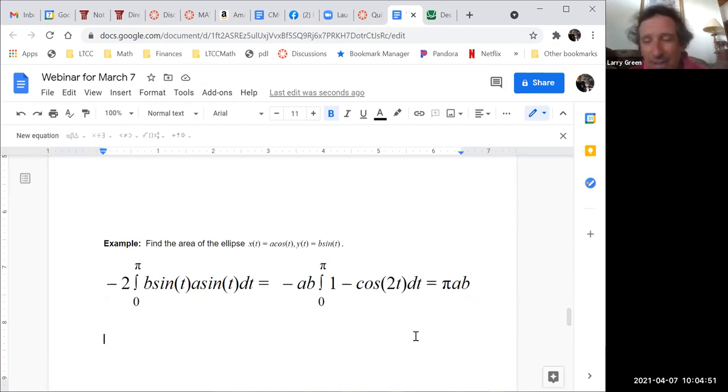Okay, and notice, by the way, if A equals B, you have a circle, right? Why is that good? So what do you get if A and B are both R? R squared? You get pi R squared. And pi R squared is the area of a circle. I hope you all know that. So that's important. So we actually just proved that the area of a circle is pi R squared. Isn't that cool?